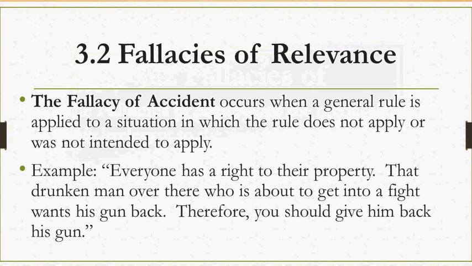Okay, so here we do have a general rule, which is that everyone has a right to their property. That doesn't seem like a bad rule. The problem is that the application of that rule to this specific case is very dangerous, right? Because there's good reason to believe that a drunken man who wants a gun is going to shoot someone. So in this case, the rule just doesn't apply, and so the person who makes it look as if it should apply is committing this fallacy.